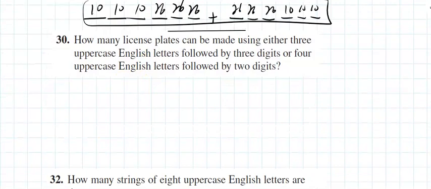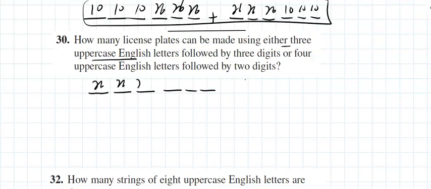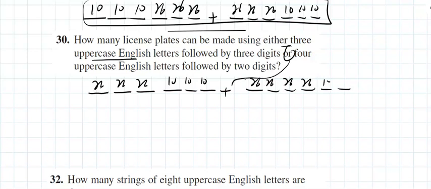How many license plates can be made using either 3 uppercase English letters followed by 3 digits? So uppercase 26, 26, 26, 10, 10, 10. Or 4 uppercase, 1, 2, 3, 4, followed by 2 digits. Okay, whatever that is.